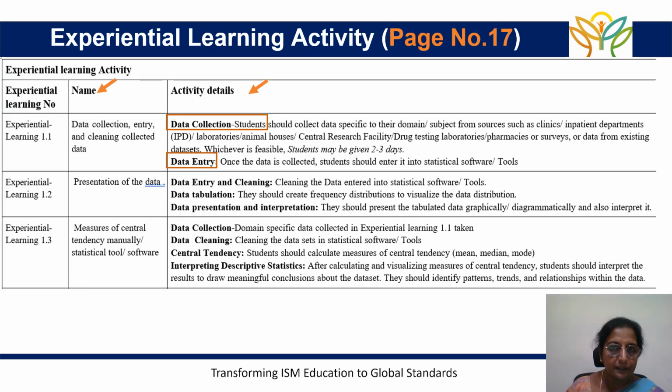Coming to experiential learning activity, this is available from page number 17. The first column shows the experiential learning number, then the name of the activity, then activity details. If you consider experiential learning number 1.1 as an example, the name of the activity is data collection, entry and cleaning of collected data. The activity details are data collection by the students, then data entry by the students. All the experiential learning activities will be discussed in detail in the forthcoming video.